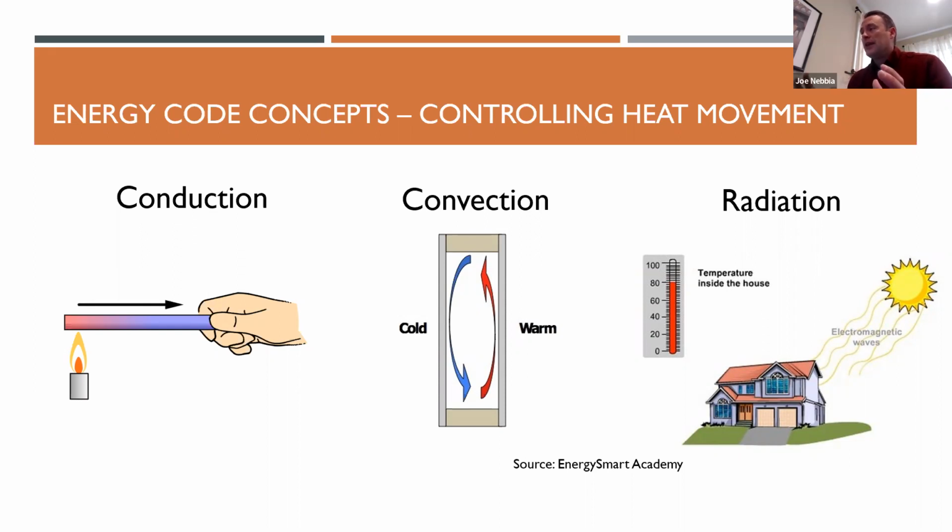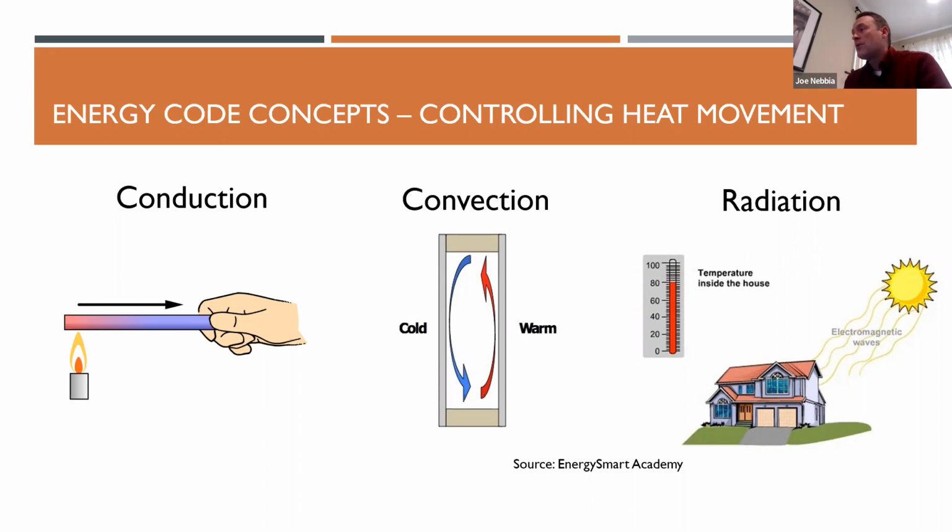In general, the Energy Code is very concerned with controlling heat movement. That's one of the primary purposes of the Energy Code. It's to control heat movement. It's to keep the heat in during the winter and the heat out in the summer, depending on your climate and all that sort of thing.